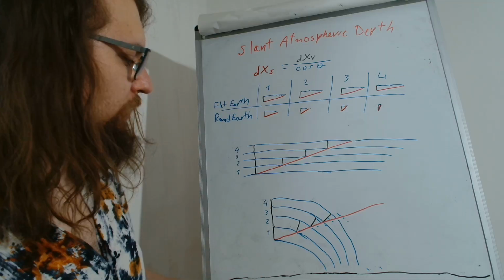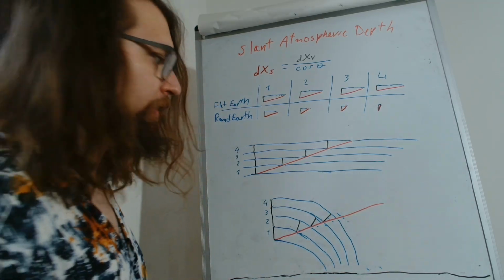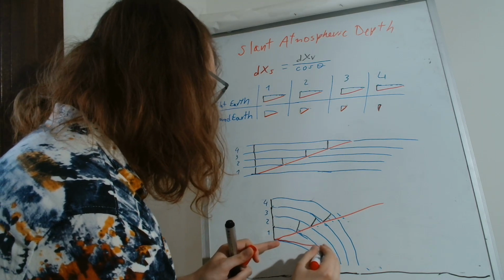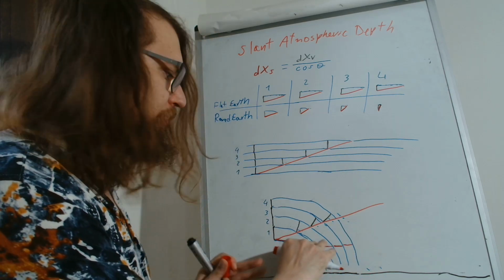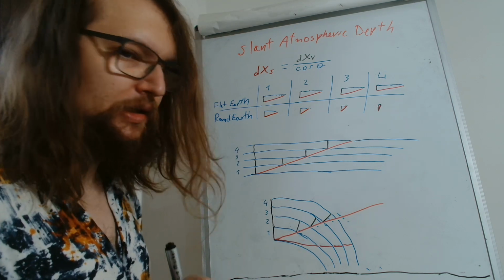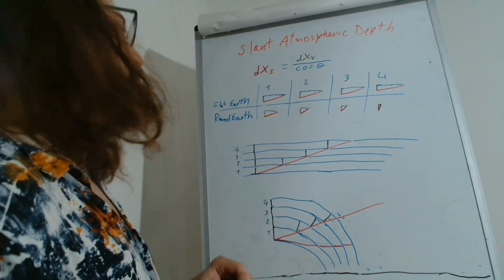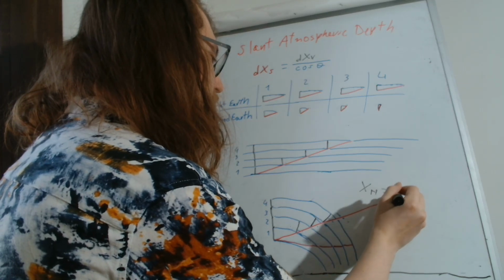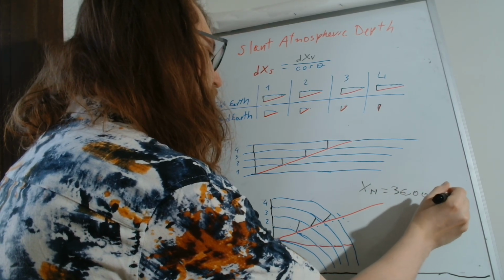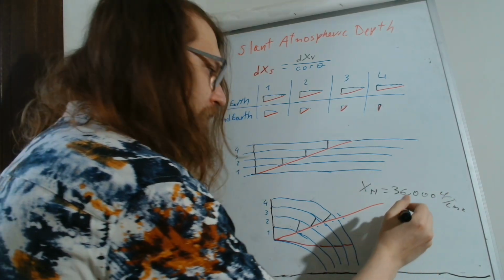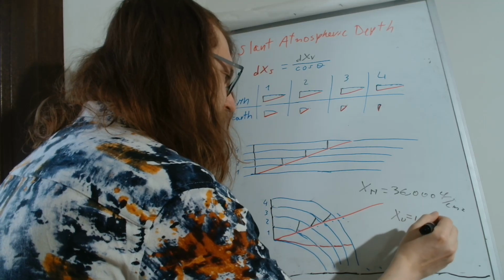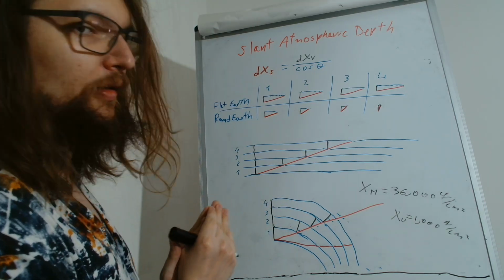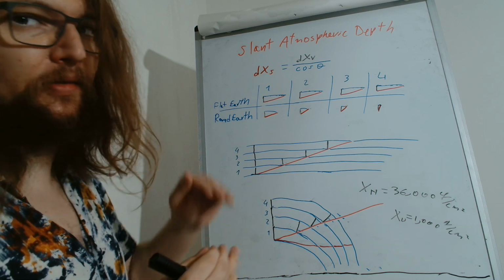In particular, the horizontal atmosphere is significantly thicker than the vertical atmosphere, because the air passes a lot through the densest layers. In fact, the horizontal depth, X_h, is equal to 36,000 grams per square centimeter. Compare it with the vertical depth of 1000 grams per square centimeter. So the horizontal atmosphere is 36 times thicker than the vertical atmosphere.